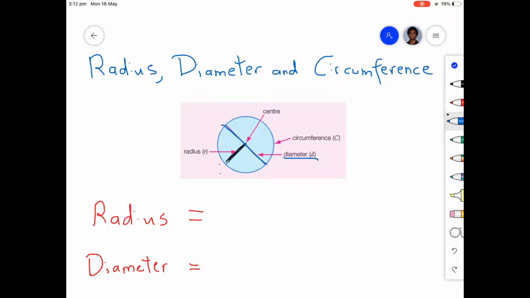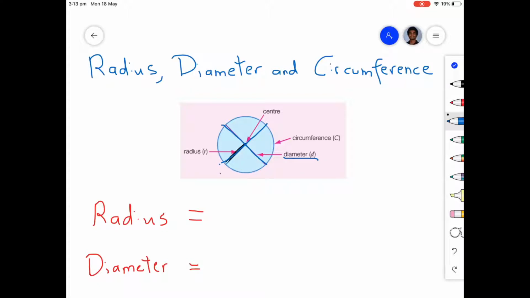So if the radius is halfway through, and the diameter is all the way through, then we know that the diameter is exactly 2 times the length of the radius. And that will help us figure out the equations that we need to use to calculate both the radius and the diameter, depending on what information we are given.